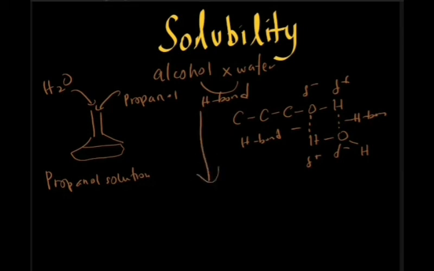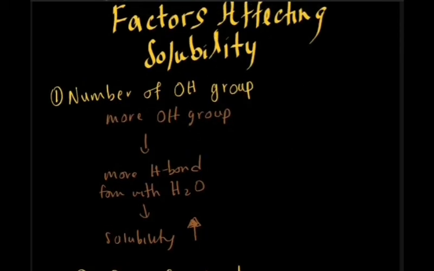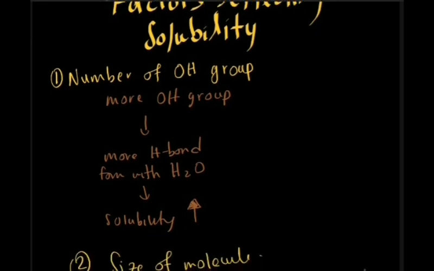If your organic compound can form hydrogen bonds with water, then it means that your compound is soluble in water. It dissolves in water, meaning when you add those two together, you will not find two layers, it is just one layer, because it is soluble in water. So the factors that are affecting the solubility, we only have two. The first one is the number of OH groups.